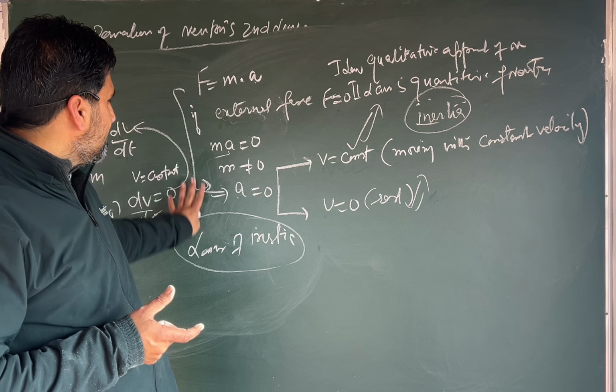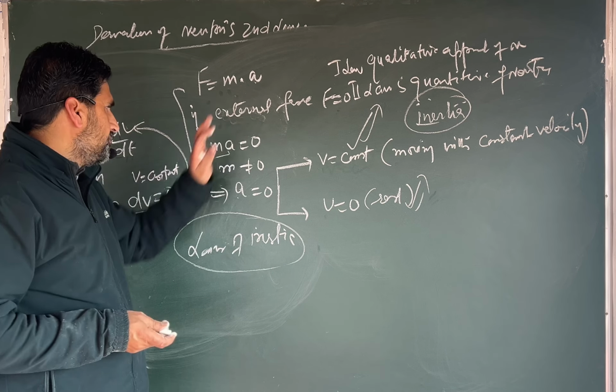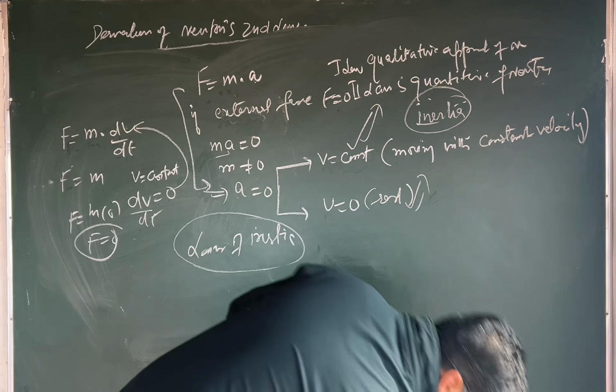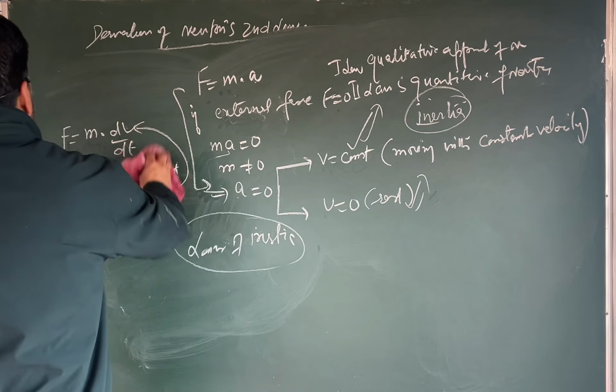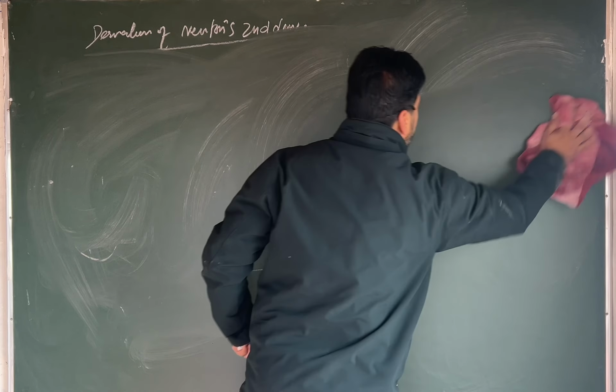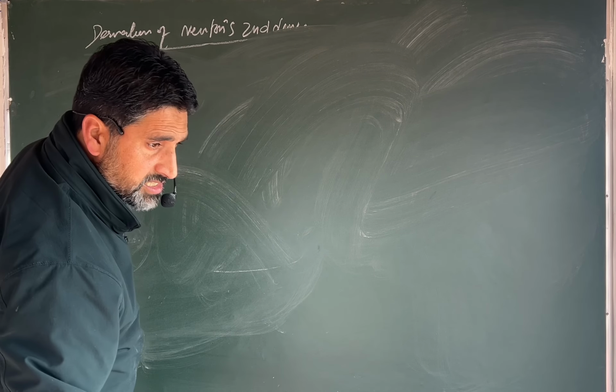So this is the first law, and it is deduced from the second law when the external force is 0, or when the object is moving with a constant velocity. This is one of the examples of why Newton's second law is a real law. The second example is the third law.